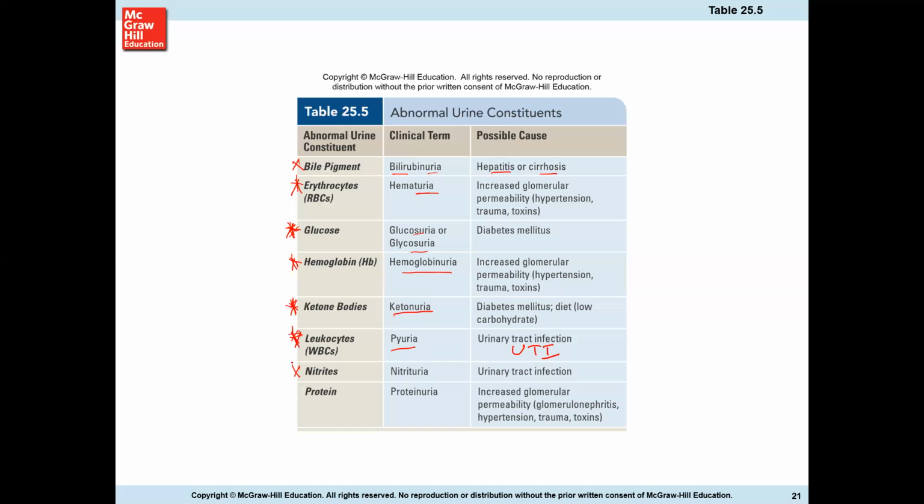Nitrites are seen in infections as well. Nitrites are a breakdown of bacteria, like when a white blood cell, like a neutrophil, destroys a bacteria, a byproduct that you see in the urine is the nitrites. Nitrituria. And here's something you don't want to have, which is protein in the urine, like albumin. Sometimes they call it albuminuria.